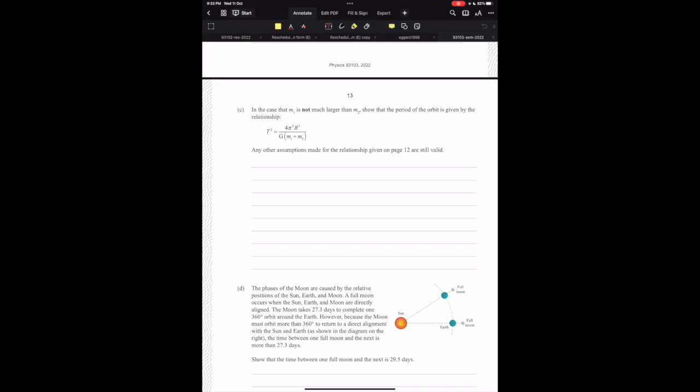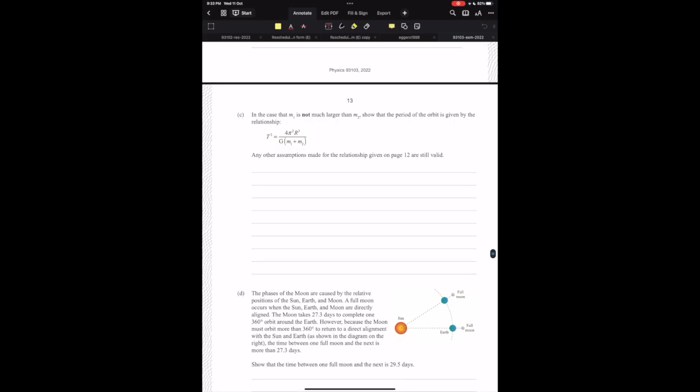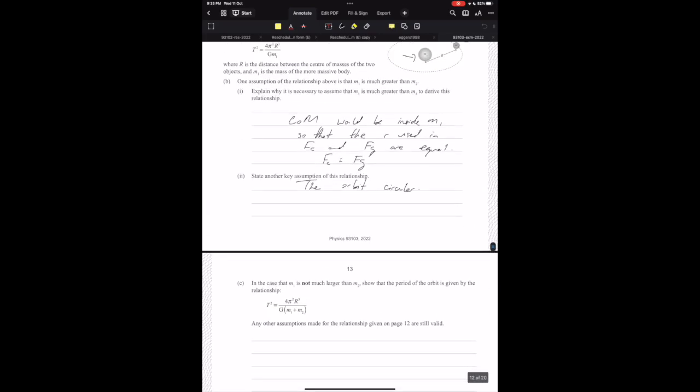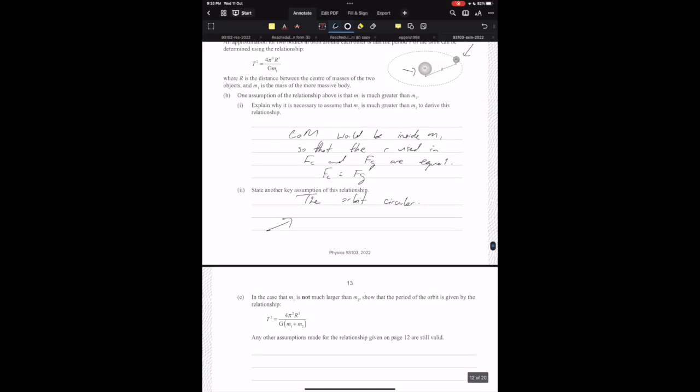So now we move on to part C of question 4. In the case that M1 is not much larger than M2, show that the period of the orbit is given by the relationship T squared equals whatever. Any other assumptions made for the relationship given on page 12 are still valid. So the one other assumption we made was that the orbit was circular, so we can keep making that assumption.